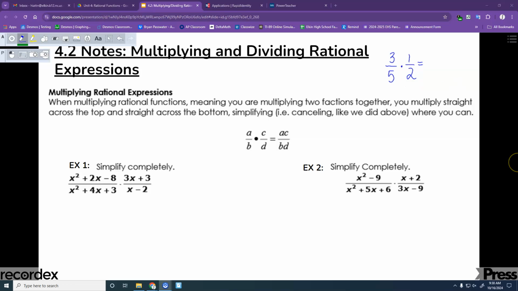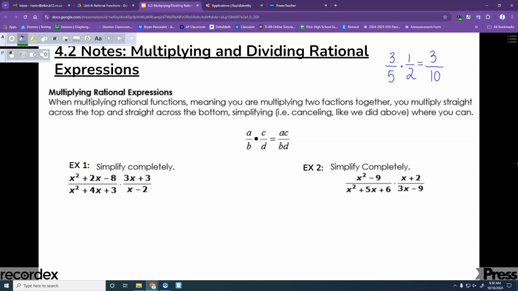What do I have to do? 3 times 1 is 3. It goes on top. 5 times 2 is 10. It goes on bottom. You would reduce it if you can. You cannot reduce 3/10, so you just leave it.